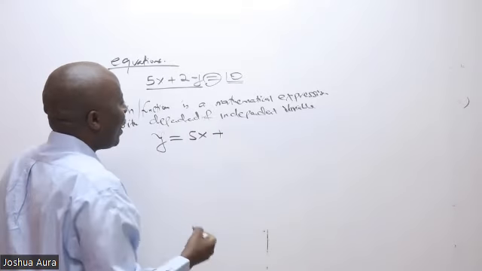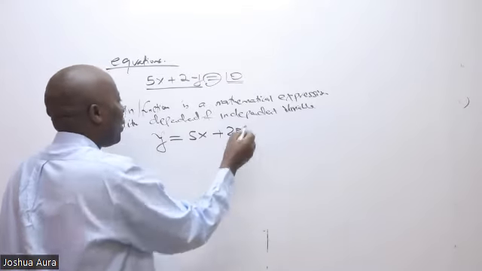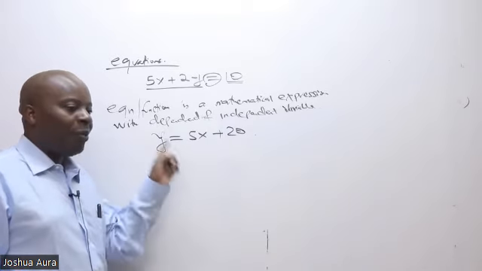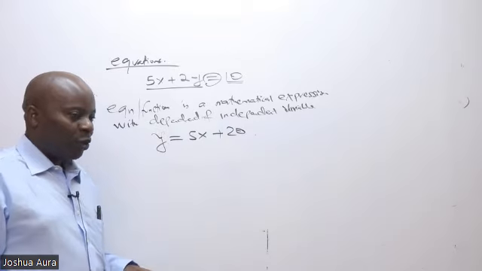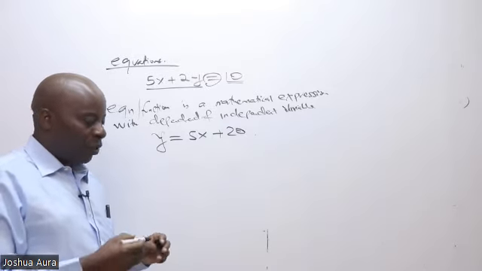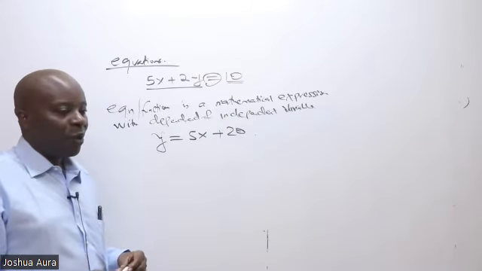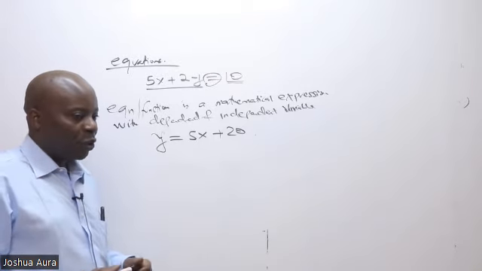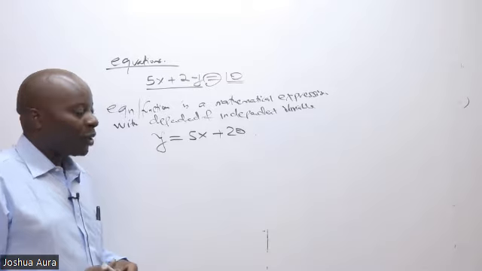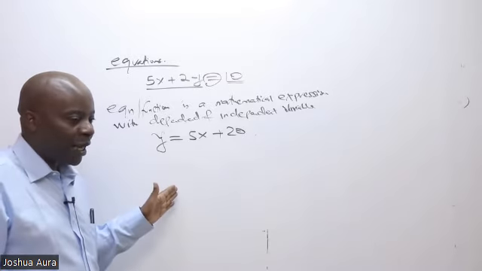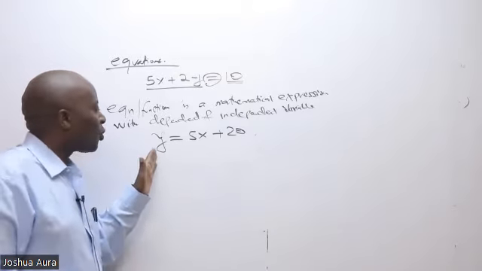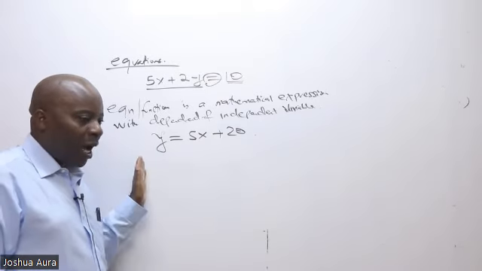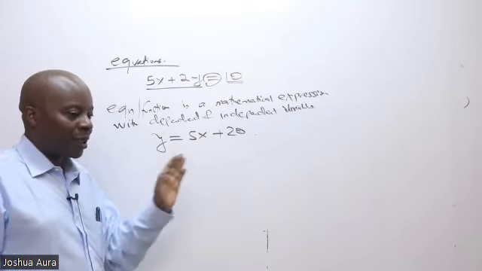If, for example, you are given a function like this, y equals 5x plus 20, can somebody tell me, from this expression, which one will be the dependent variable? As I wait for you guys to type, it is y that is depending on x. It is y which is dependent on x.